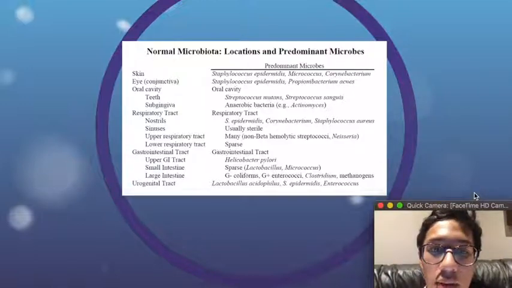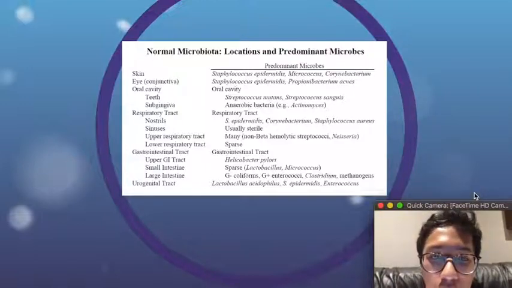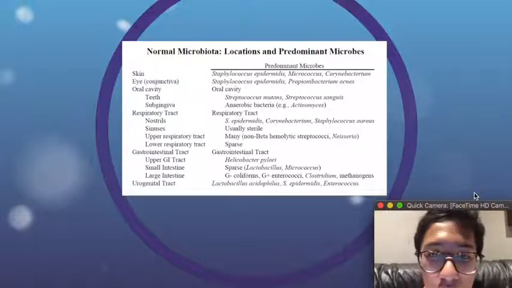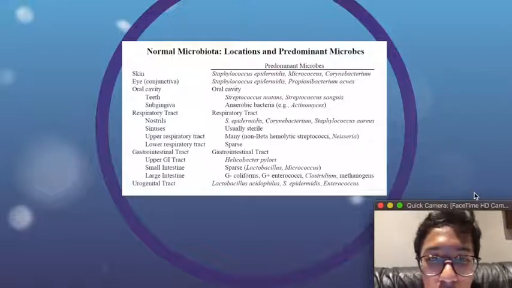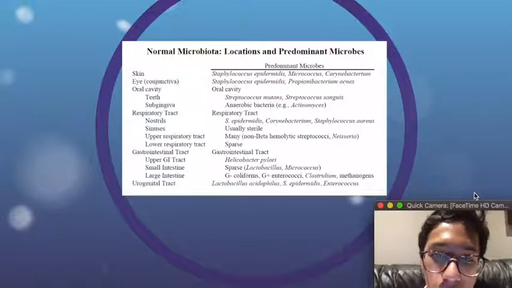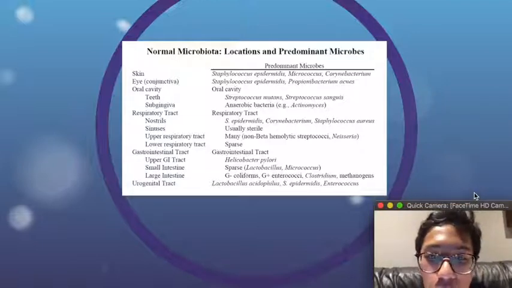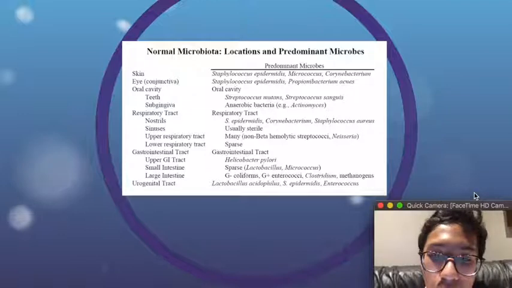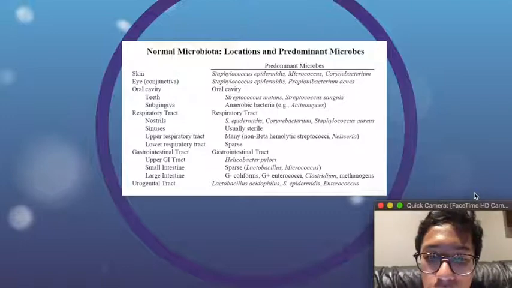Here are some examples of normal microbiota. In skin: Staphylococcus epidermidis, Micrococcus, Corynebacterium; in the eye: Staphylococcus epidermidis; in the oral cavity: Streptococcus mutans, Streptococcus sanguis; in the respiratory tract: Staphylococcus epidermidis, Corynebacterium, Staphylococcus aureus; in the gastrointestinal tract: Helicobacter pylori, Lactobacillus, Micrococcus, Clostridium, etc.